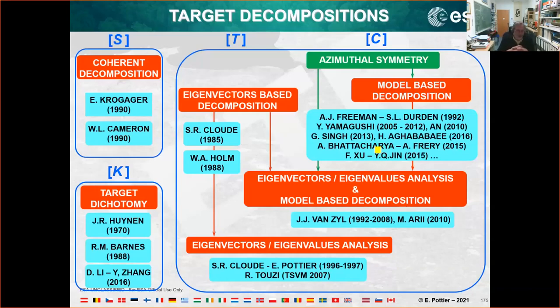There exist also some decompositions which are called target dichotomy, which can be applied on the Kennaugh matrix. So the eigenvalue decomposition, which was the first one, and the Barnes, the Huynen. And then you have a great collection which can be applied on the coherency matrix or on the covariance matrix, because remember, these two descriptors are equivalent. So we have the first family, which is based on the eigenvector decomposition. And we have the second family, which is a model-based decomposition. And we can mix some of them, which creates the eigenvector, eigenvalue analysis plus model-based decomposition, which was proposed by Van Zyl and Hajnsek. And you have the last family, which is only applied on eigenvectors and eigenvalues analysis.